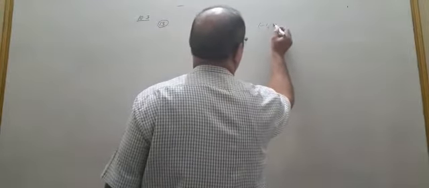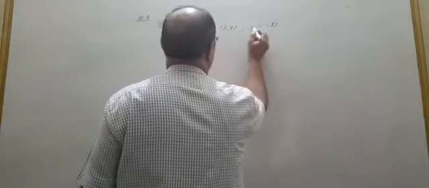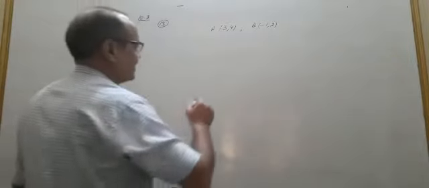Find the equation of the right bisector of the line segment joining the point 3, 4 and minus 1, 2. Let us consider the name of the points is A and B. The question is find the equation of the right bisector.